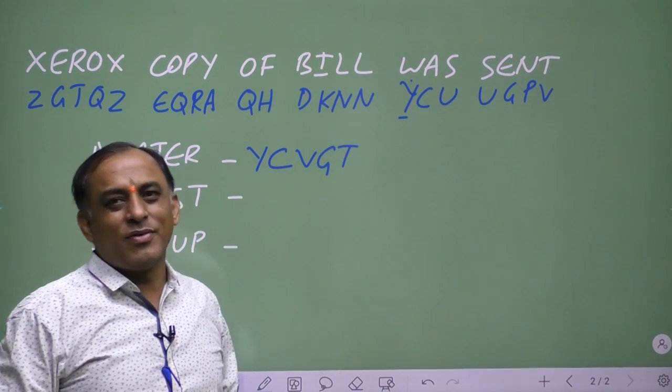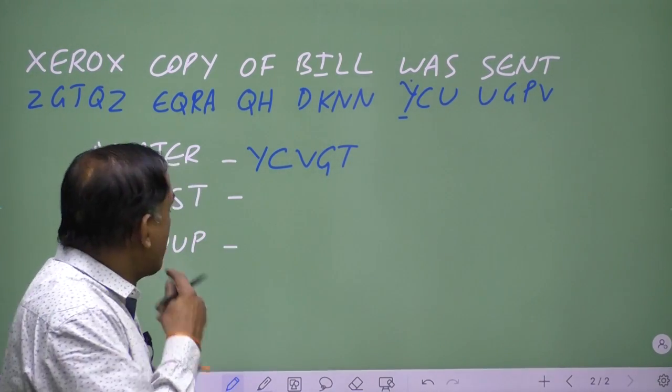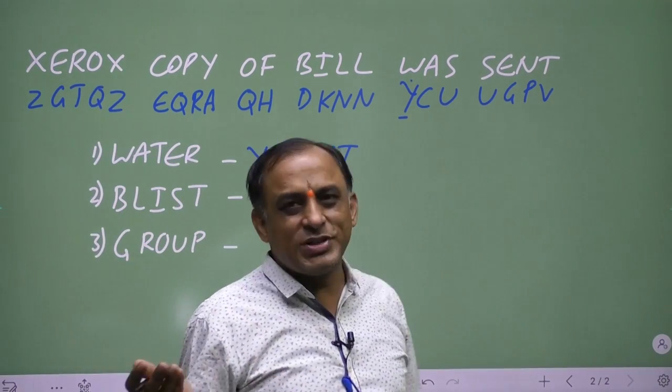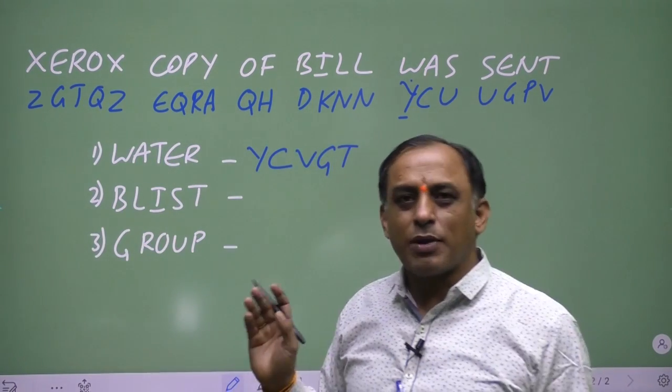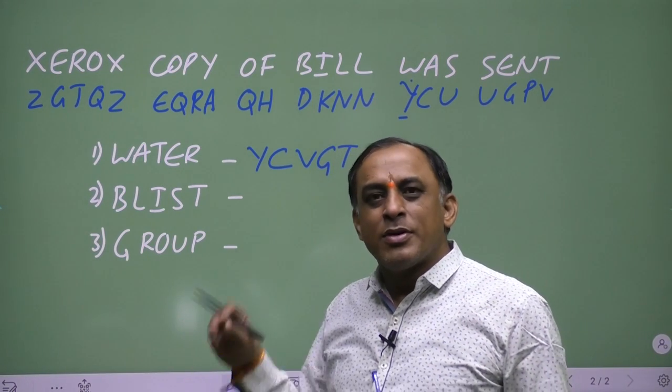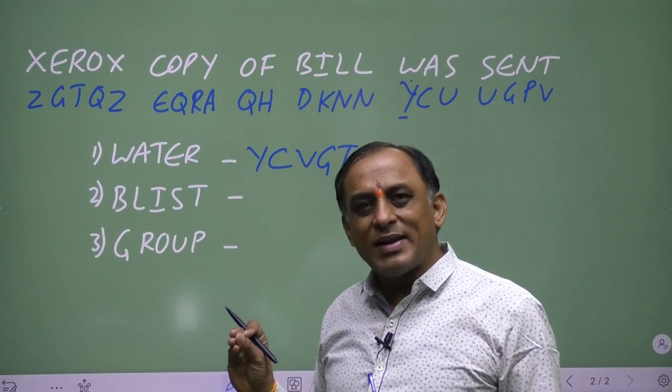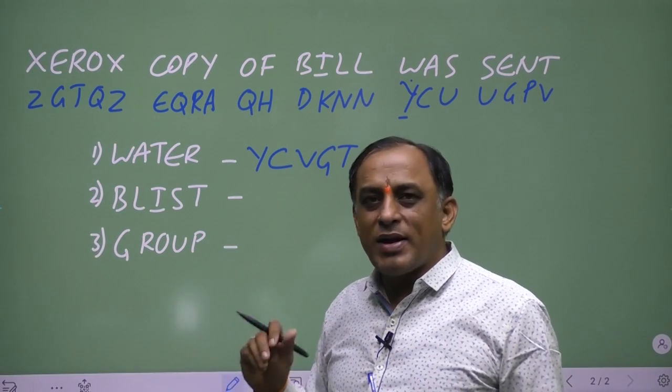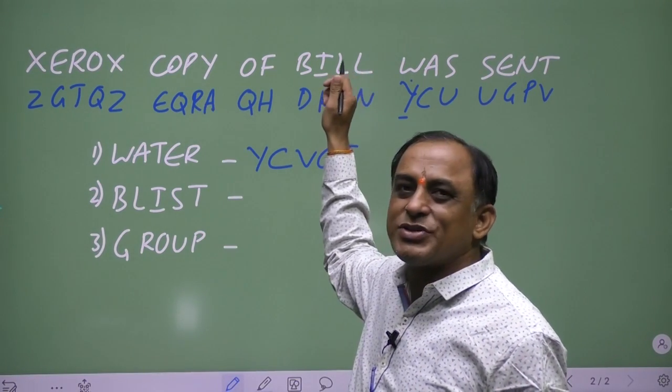And the next word. What is the second word? Bleached. In the word bleached, 5 letters are there. All these 5 letters are covered in the given English sentence.